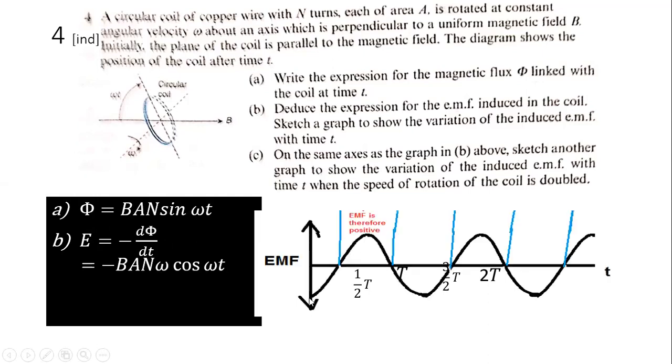Okay. Draw the graph. There's the graph. Remember where is the period? I think there's something wrong here. This is half the period there. Period is here. Sorry.